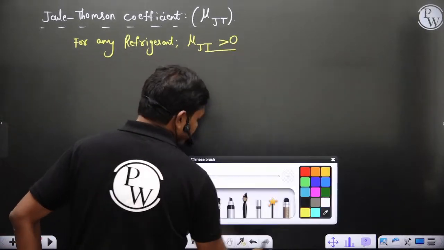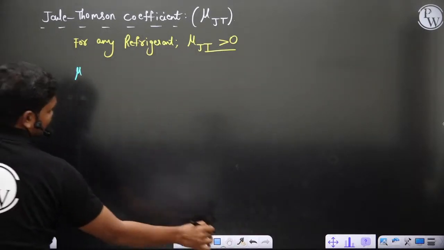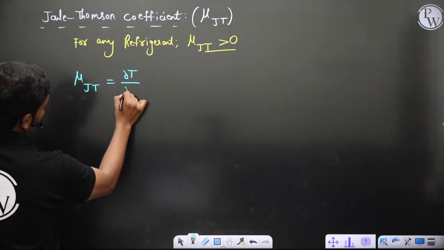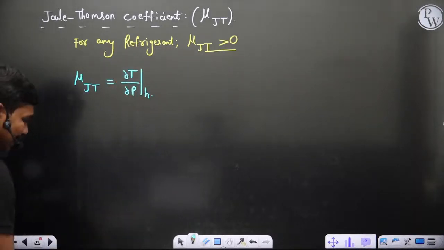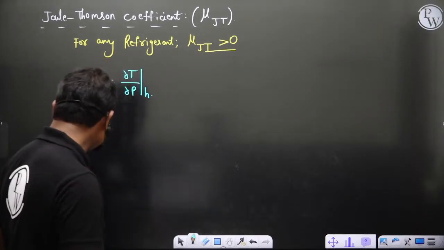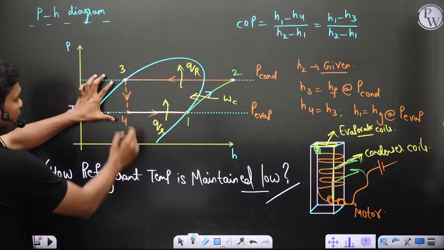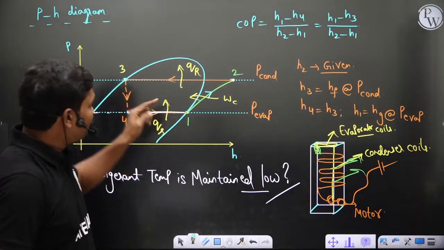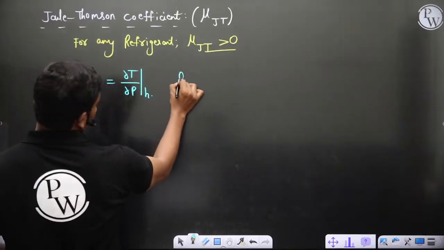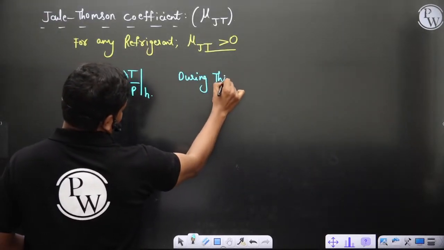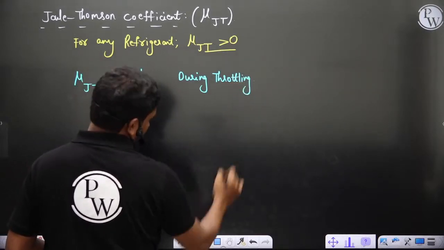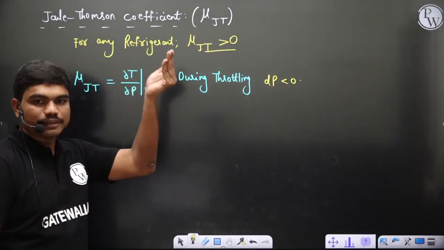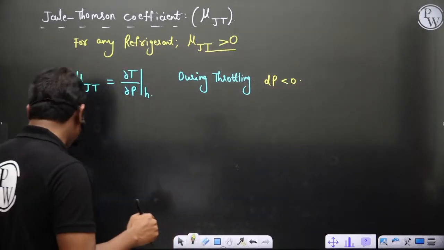If you see this Joule-Thomson coefficient, μJT, let me just explain it. This μJT is nothing but ∂T/∂P in an isenthalpic process. Now if you see this cycle, during throttling, 3 to 4 is the isenthalpic process. During throttling, we are decreasing the pressure, so dP is negative, correct? Because initially the fluid is at higher pressure, and you are making it fall to lower pressure because of this expansion.